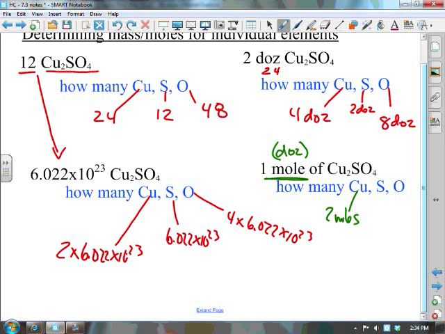Again, think about this. If I have a dozen bicycles, how many tires do I have? 2 dozen, right? 12 bicycles, 24 tires. 1 dozen bicycles, 2 dozen tires. 1 mole of Cu2SO4, 2 moles of copper. How much sulfur do I have? 1 mole. How much oxygen do I have? 4 moles.